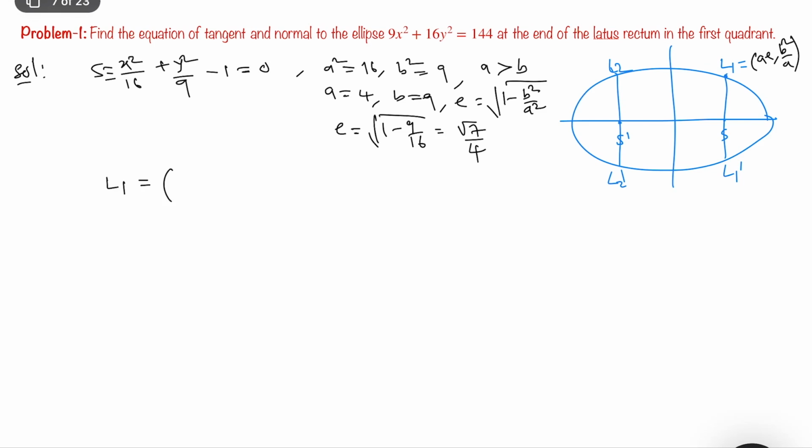So the end of the latus rectum in the first quadrant, L1, is going to be AE. What is A here? 4 times root 7 by 4, comma B square by A. What is B square? 9 by 4. So it's going to be root 7 comma 9 by 4. Okay, this is the point. At this point x1 y1, we want to find the tangent and normal.